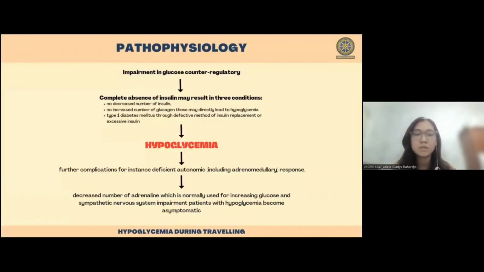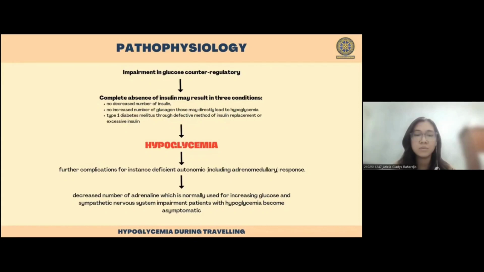Impairment in glucose counter-regulatory hormone response to hypoglycemia. Complete absence of insulin may lead to three conditions, such as no decreased number of insulin and no increased number of glucagon, which may directly lead to hypoglycemia. Another condition is type 1 diabetes mellitus, through a defective method of insulin replacement or excessive insulin, which may indirectly cause hypoglycemia.